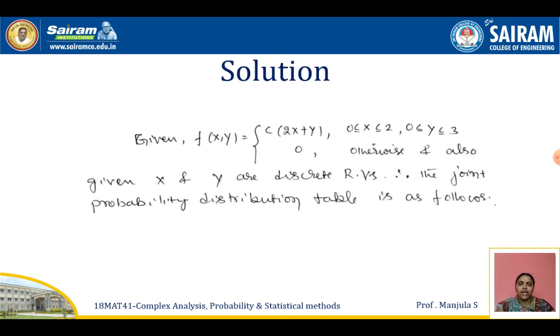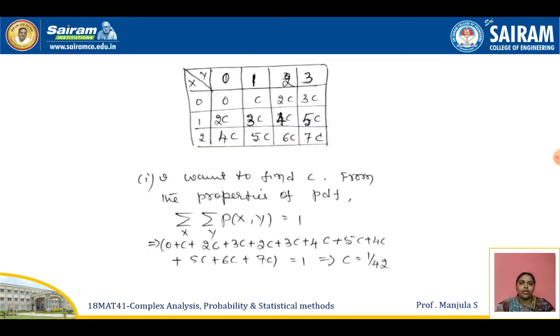Now the given x and y are discrete random variables, therefore we have to find the joint probability distribution. It will be in this form. First we write the values of x: x varies from 0 to 2, so 0, 1, 2, and y will be 0, 1, 2, 3. So we get 0, C, 2C, 3C, then 2C, 3C, 4C, 5C, then 4C, 5C, 6C, 7C. With the help of that formula, we can write the joint probability values like this.